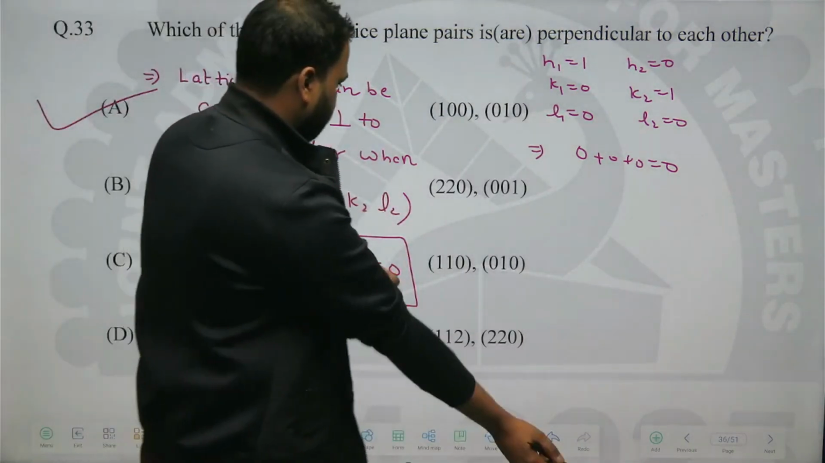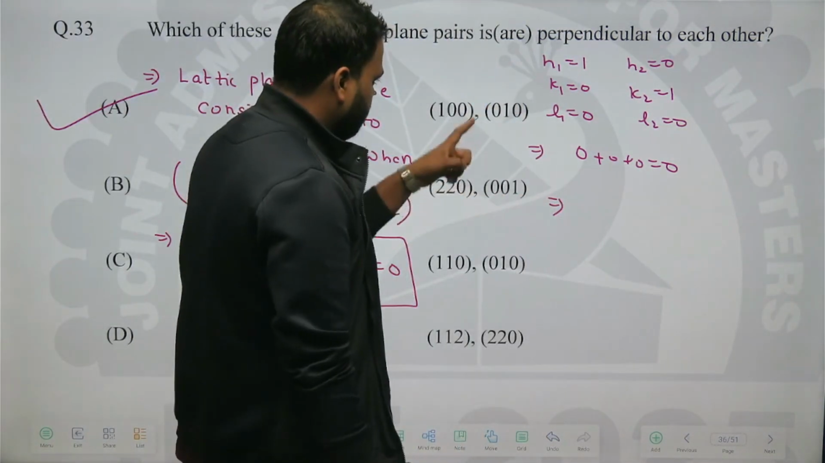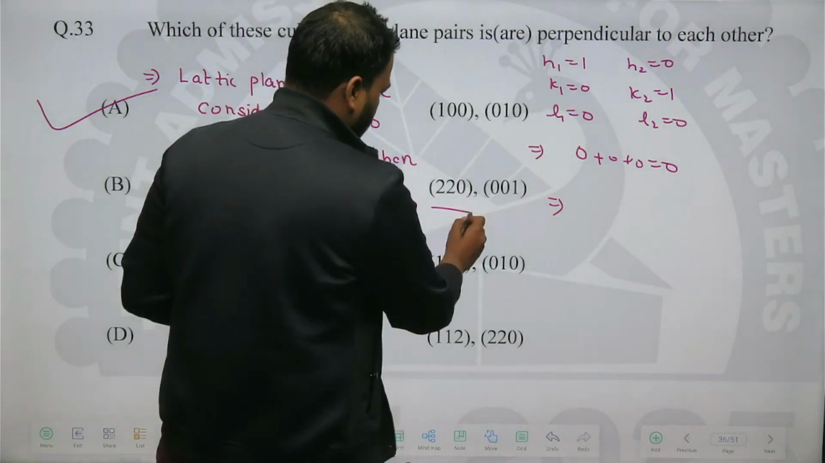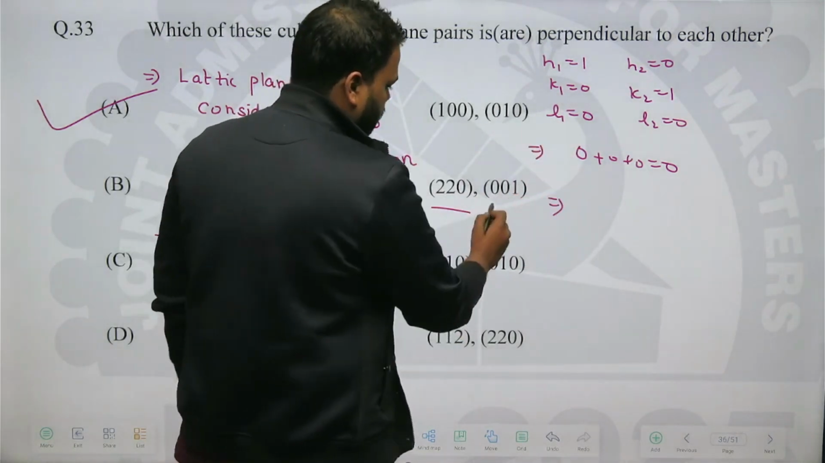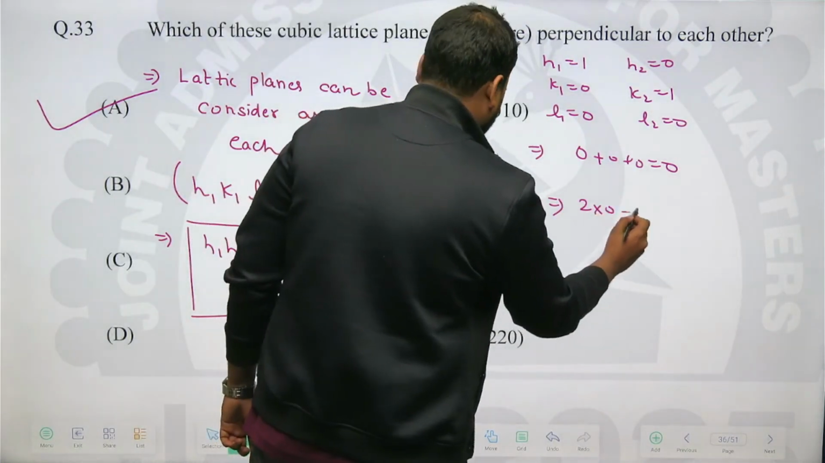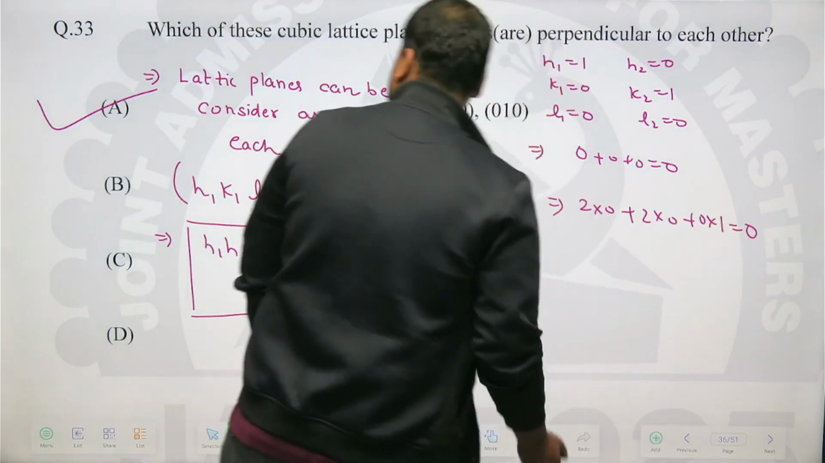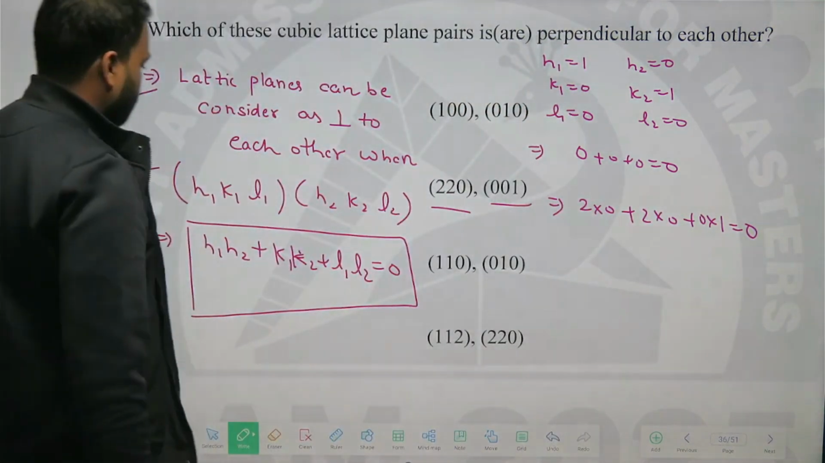Similarly, check the second one. बार-बार लिखने की जरूरत नहीं है. H1 K1 L1 value is 2 2 0, and the H2 K2 L2 value is 0 0 1. Let's multiply. So this is 2 into 0 plus 2 into 0 plus 0 into 1. Again you are getting 0. So yes, option B is also correct.